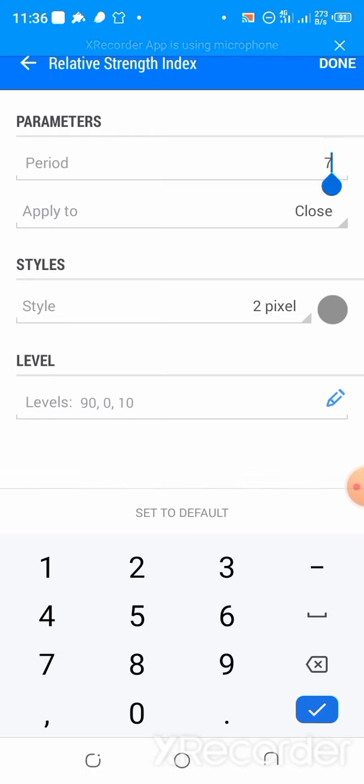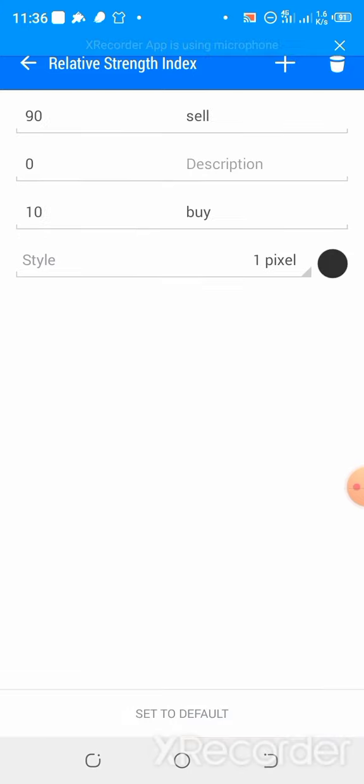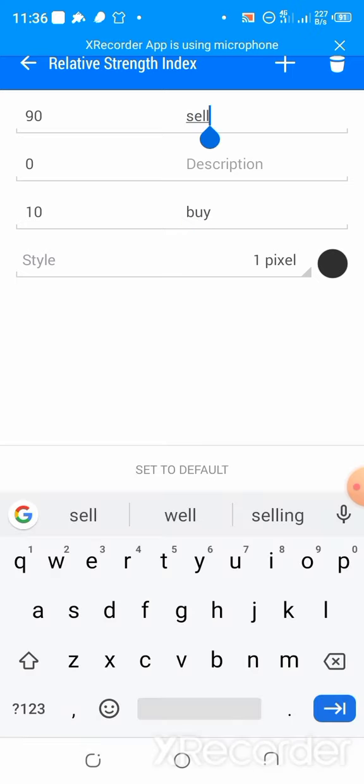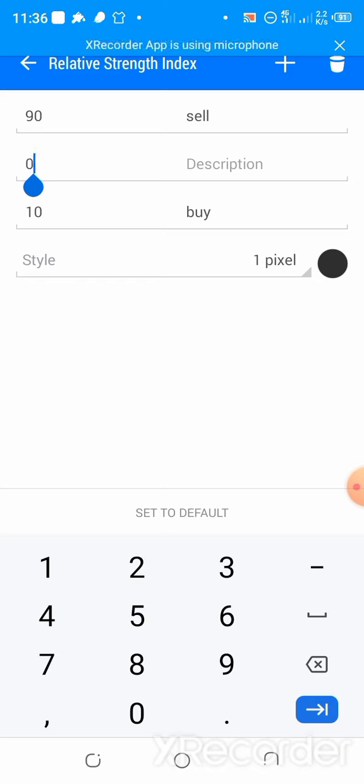Like I said, I'm not really interested in the period, but I am interested in these levels. 90 is overbought, so we were looking to sell. 10 is oversold, we're looking to buy. And then the other one, 0 is nothing. So some people use 50, okay, to be the middle level. Nothing to be done. You wait there or you take profit there. So when you're done, you click done.